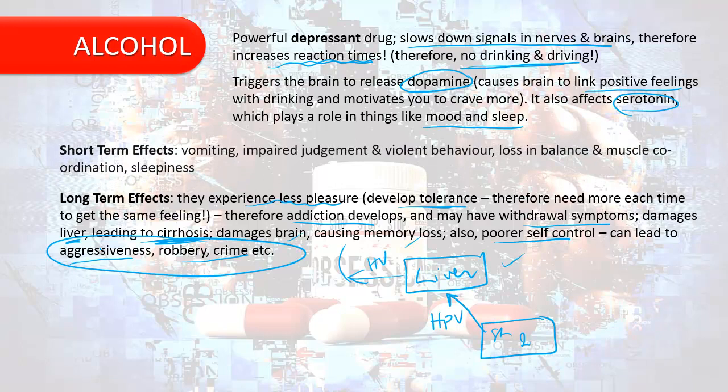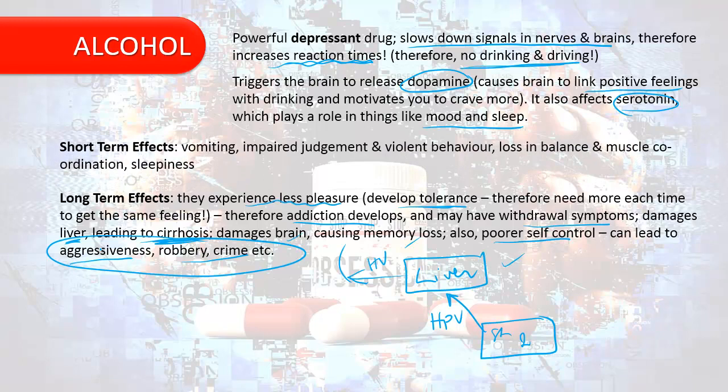In the short term, too much alcohol can lead to vomiting. This is something that also happens after you've taken a lot of alcohol. Maybe the next morning this could happen. This is what we would call a hangover. In the short term, it can also impair a person's judgment. Again, going back to why you should not drink and drive. A person could become more violent.